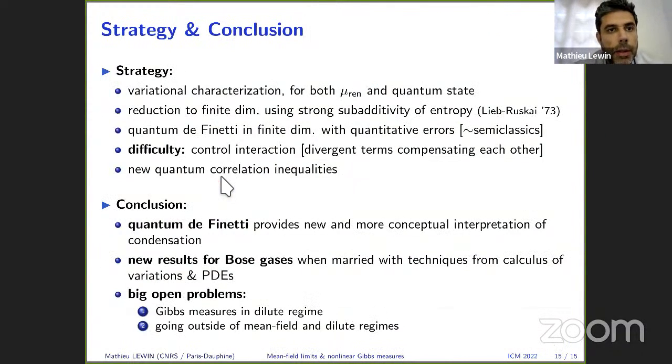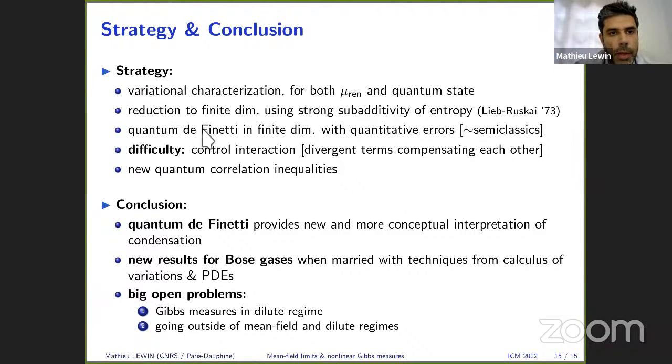So now is the last slide. I'm coming close to the end of my talk. So maybe two words about the strategy for proving this theorem. As I said, we actually use a variational characterization, both for the renormalized Gibbs measure and the quantum state. And you have to think that we are doing some kind of gamma convergence. So we have a minimizing problem at the quantum level, and we want to show it converges to the minimizing problem for the measures. And then what we do, we first reduce to finite dimension using the strong monotonicity of entropy, which was mentioned on Wednesday by Rupert Frank in his Laudatio for Lieb. It's one of the most famous results of Lieb.